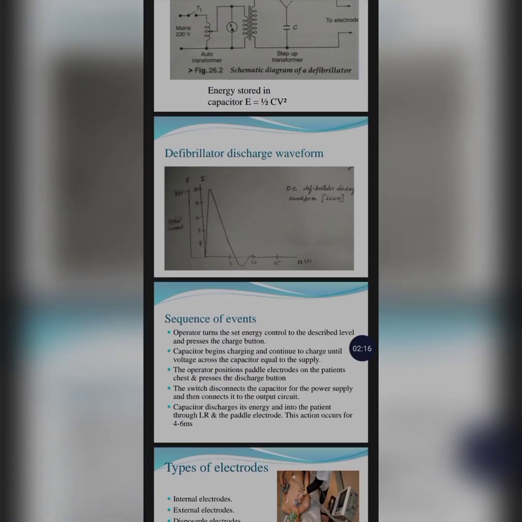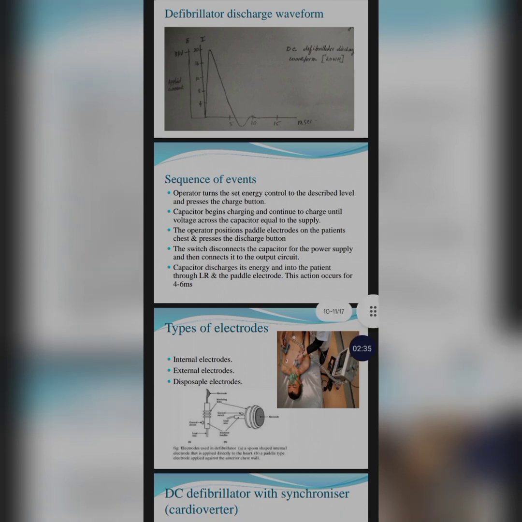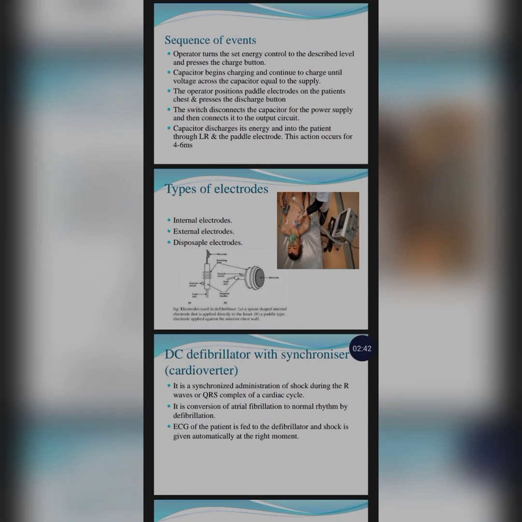Sequence of events. Operator turns the set energy control to the desired level and presses the charge button. Capacitor begins charging and continues to charge until voltage across the capacitor equals the supply. The operator positions paddle electrodes on the patient's chest and presses the discharge button. The switch disconnects the capacitor from the power supply, then connects it to an output circuit. Capacitor discharges its energy into the patient through the inductor L, resistor R and the paddle electrode. This action occurs for 4 to 6 milliseconds.